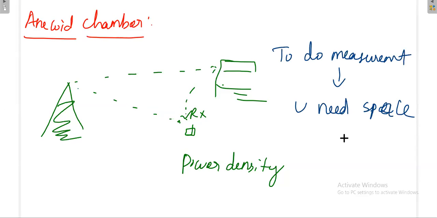Why do you need free space? To stop the reflection, to avoid reflection. Free space will not have any reflection, because if it is free, there will not be any building, so the signal will just go somewhere, no problem. It is because you have a building here that you get the reflection.